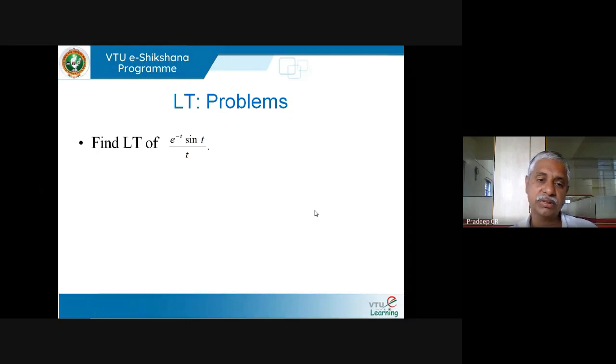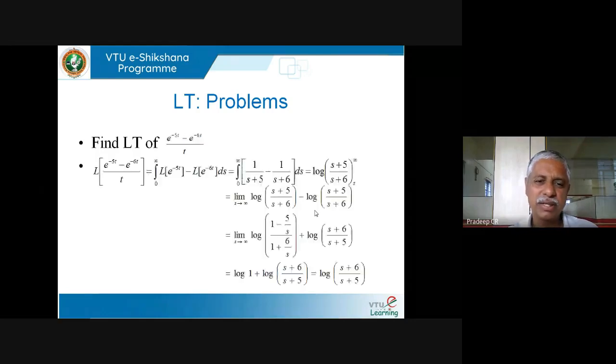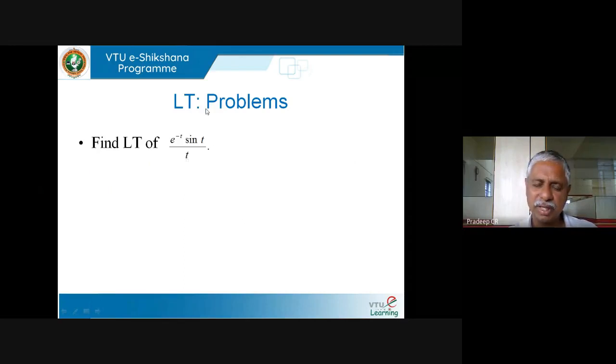So here is another question. Laplace transform of e power minus t sin t by t. More or less you must have been expecting this question because here it is Laplace transform of f(t) by t, but Laplace transform of f(t) is easy to find in the previous one because it is direct application: Laplace of e power minus 5t minus e power minus 6t is Laplace of e power minus 5t minus Laplace of e power minus 6t, both I know. So here somebody wants to make you work a bit harder.